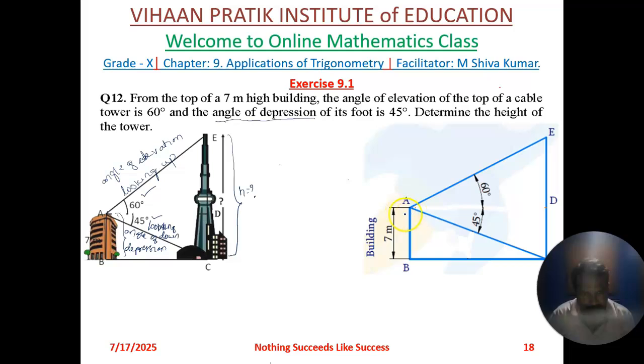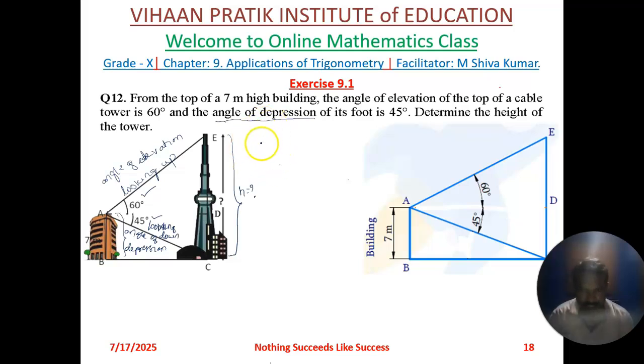So same I have drawn here. So this is the height of the building, 7 meters. So this is the angle of elevation up. This is the angle of elevation down. Okay. So we don't know the height of the tower. So this is the height of the tower, which we don't know. We need to find out.